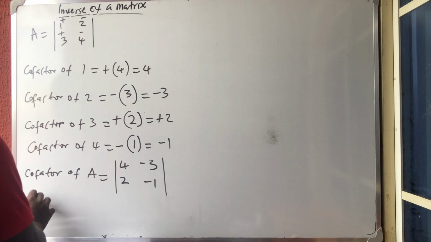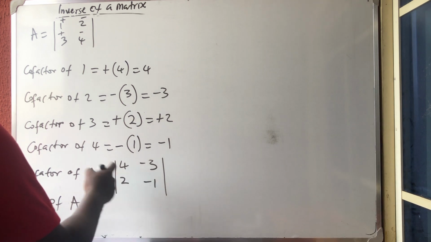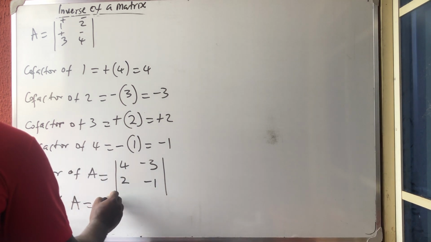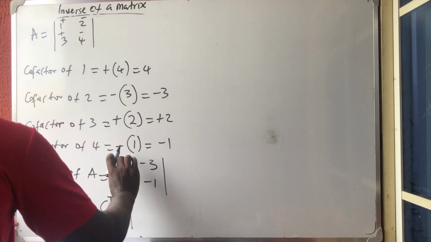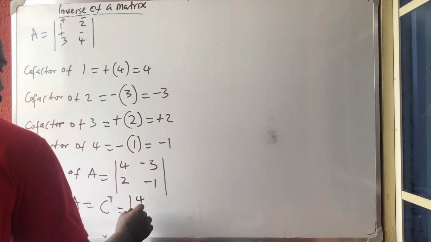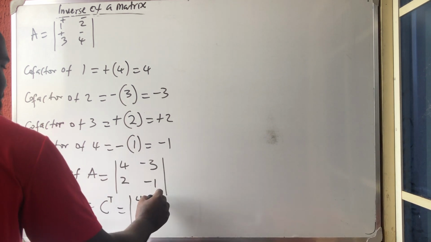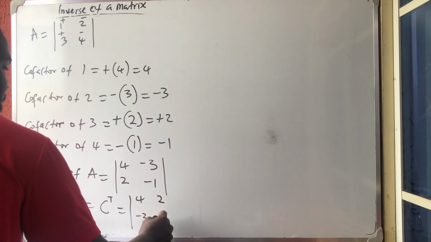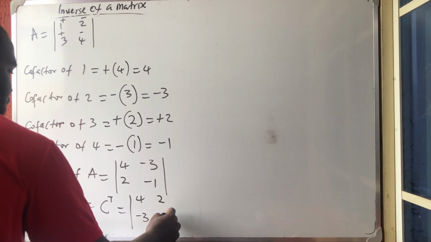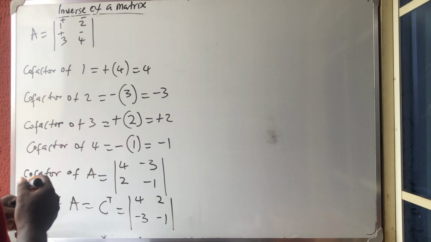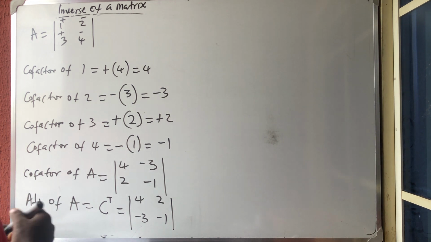Now the adjoint of A is simply the transpose of the cofactor. Carry the row and stand it. It will now be 4, minus 3. Carry the other one and stand it: 2 and minus 1. Okay, 2 and minus 1, right? I hope I didn't make a mistake anyway.